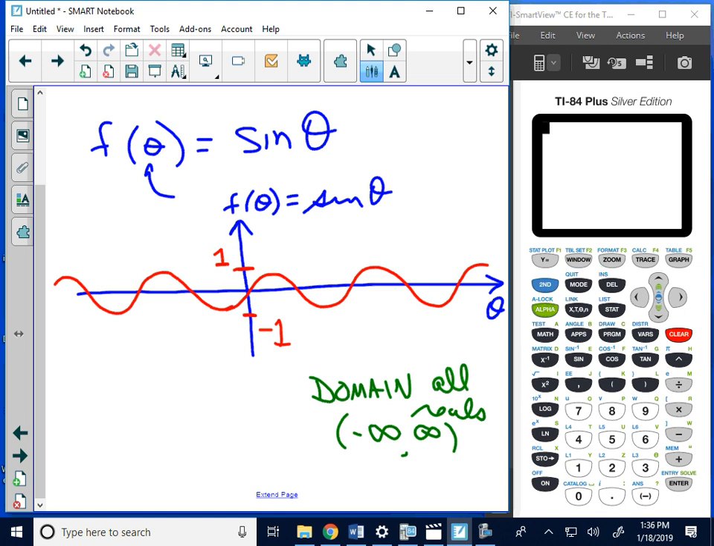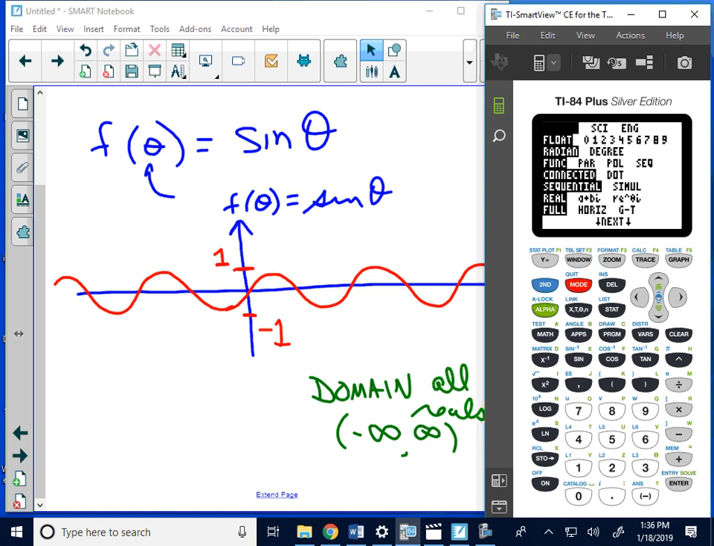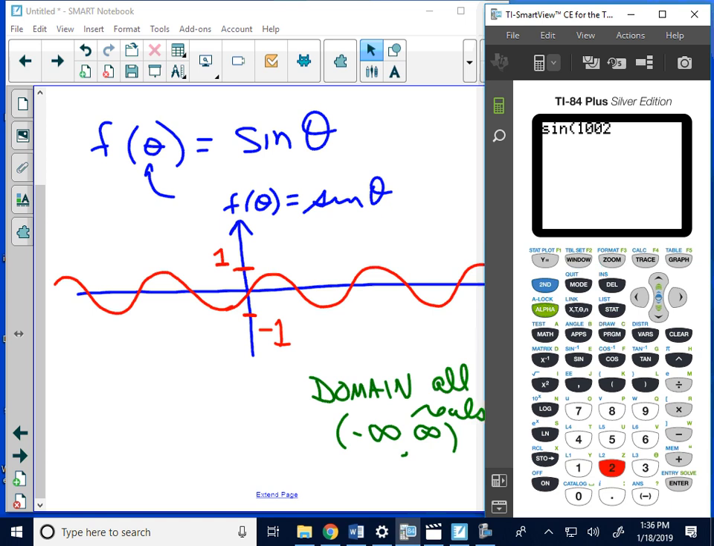I got my calculator here. I happen to be in radian mode. That's the default. I can put sine of 1,027 radians in there, and it spits out a number. It doesn't matter what angle I put in there, right? I can put negative angles in there, the sine of negative 23.56 radians, and it spits out a number. Wow, that's almost right on top of 1.